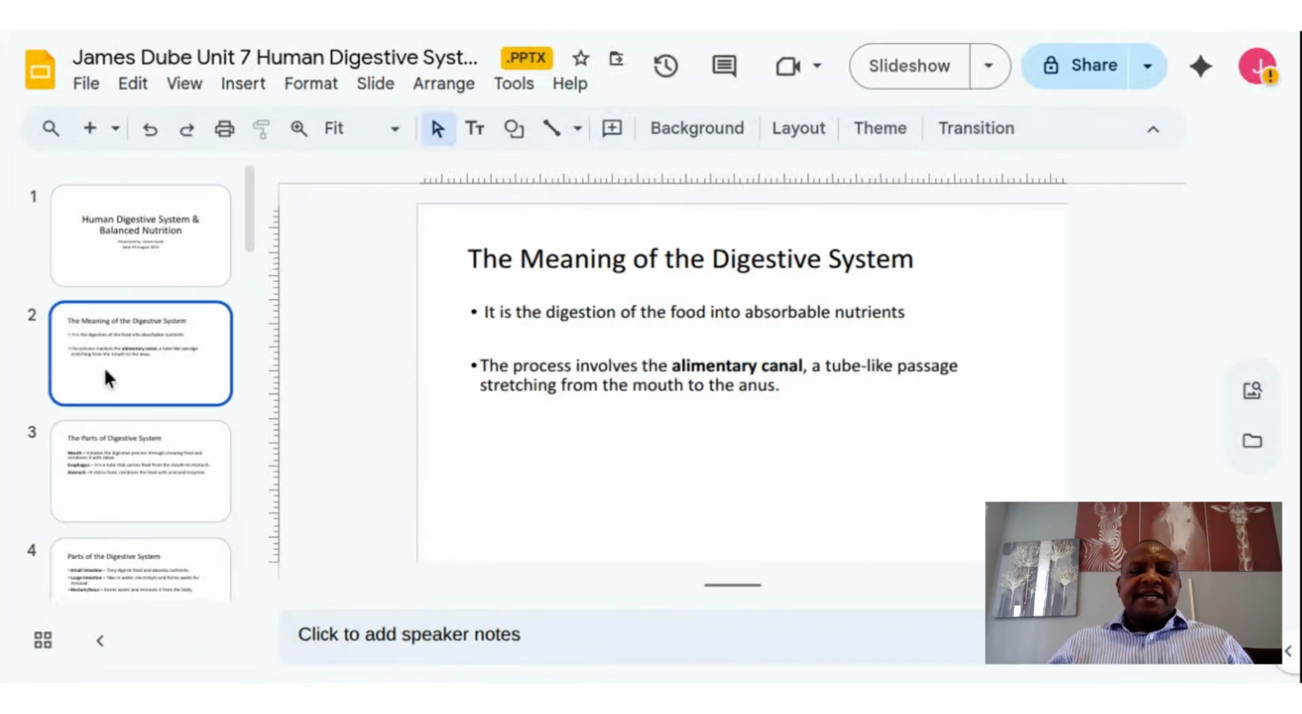In dealing with this topic, I would want to start on my first slide by defining the meaning of the digestive system. I summarily describe it as the digestion of food into absorbable nutrients. The process involves an alimentary canal, which is a tube-like passage from the mouth to the anus.